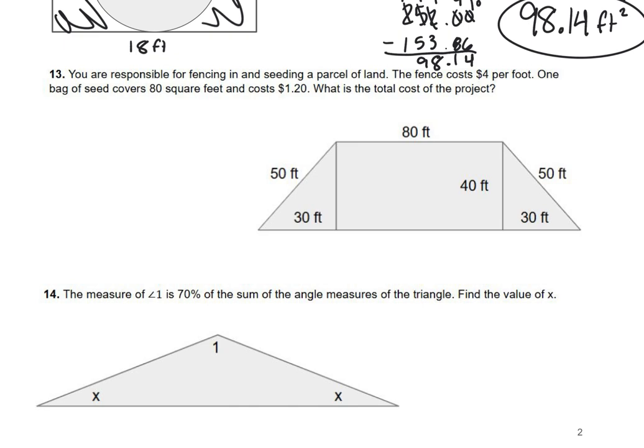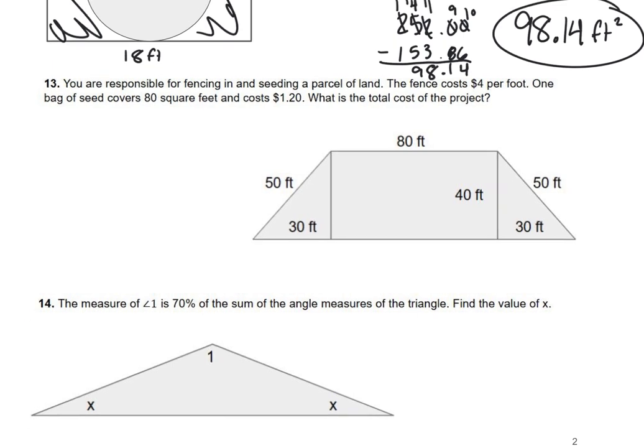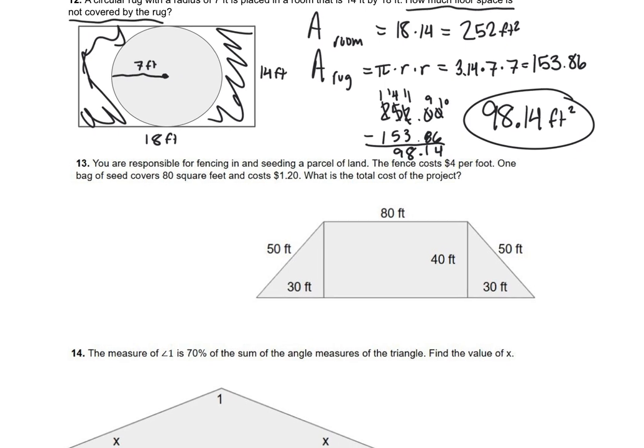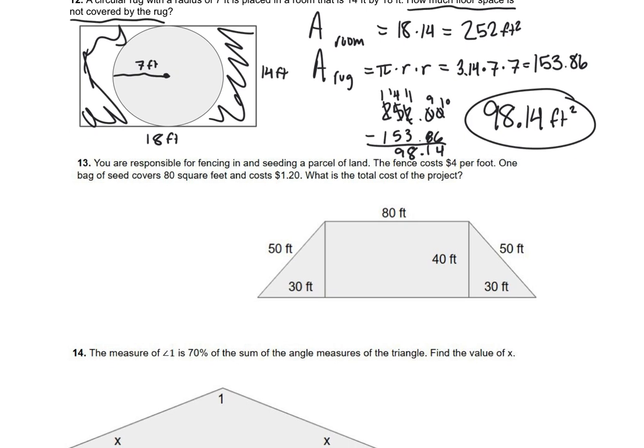Number 13 says you're responsible for fencing and seeding a particular parcel of land. The fence costs $4 per foot. One bag of seed covers 80 square feet and costs $120. What is the total cost of the project? Lots going on here. If we break it apart, it becomes really nice. We're working with triangles and rectangles, which are a little bit easier, I think, than circles and semicircles.